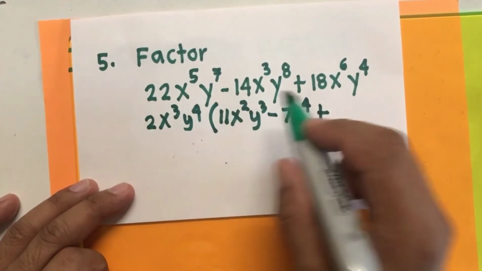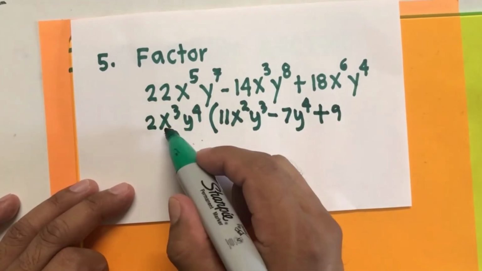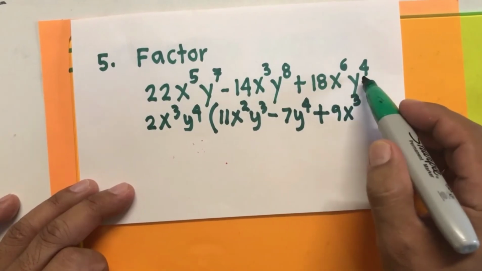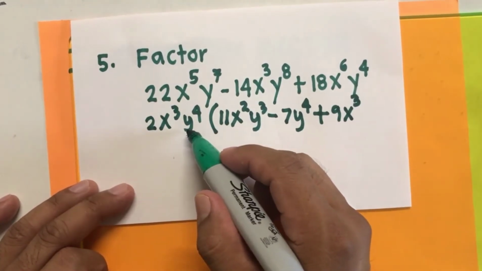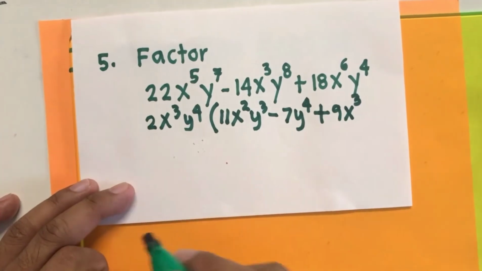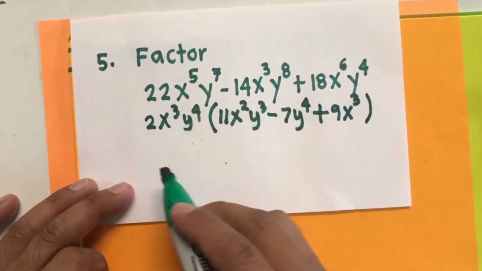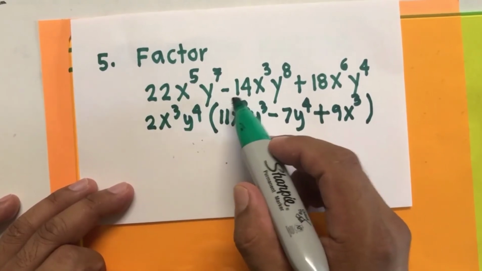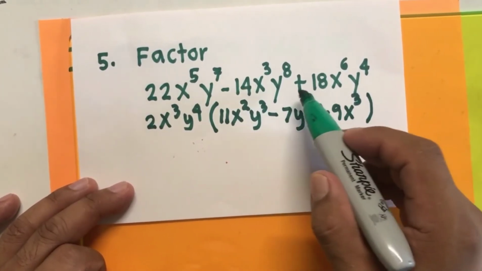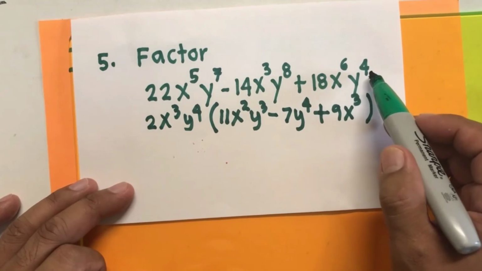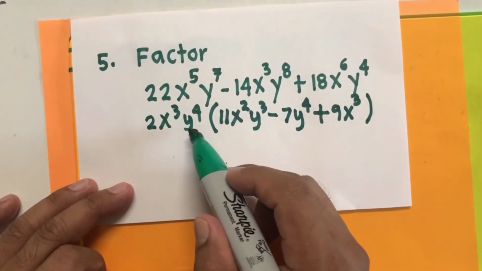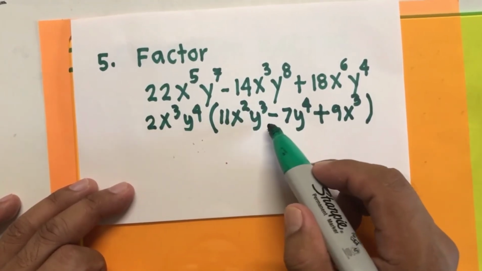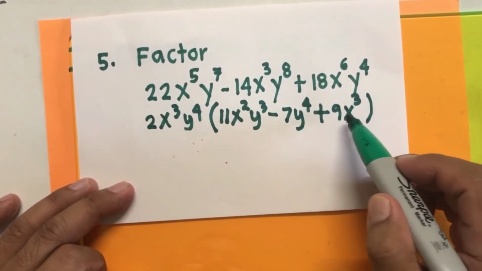18 divided by 2 is 9. x to the 6th divided by x to the 3rd. You subtract the exponent to get x to the 3rd. And then y to the 4th divided by y to the 4th is 1. So you can cancel out y to the 4th. Our final answer now is the factors of 22x to the 5th y to the 7th minus 14x cubed y to the 8th plus 18x to the 6th y to the 4th are 2x cubed y to the 4th times the trinomial 11x squared y cubed minus 7y to the 4th plus 9x cubed.